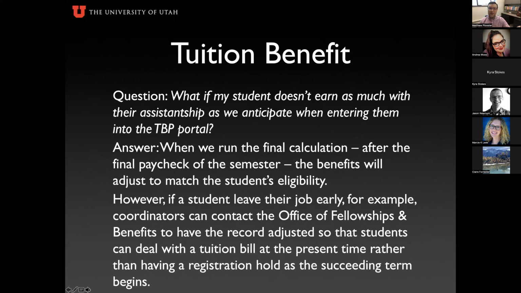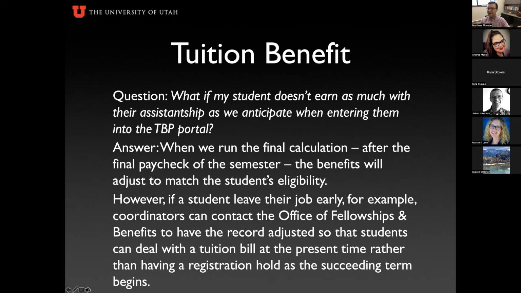And speaking of which, what if my student doesn't earn as much with their assistantship as we anticipate when entering them into the portal? This is a common question I get right now, as well as all throughout the semester. This happens when we run our final calculation after the final paycheck of the semester. If your student, let's say, is on a $9,000 assistantship, but they quit their job halfway through, they only earn $5,000. Well, when we run our final calculation, their tuition benefits will be moved from 100% to 50%.